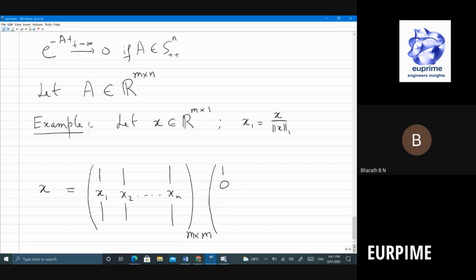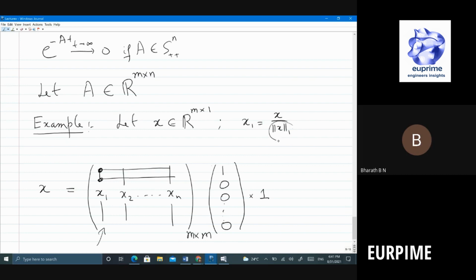1, 0, 0, 0 times 1. Okay, I can do that. Is it fine? Why is that? If you multiply the first row by this, this gets selected. If I take the second row and multiply by this, this gets selected, and so on. So what gets selected? X1 gets selected. Is X1 equal to X? No, X1 is not equal to X.